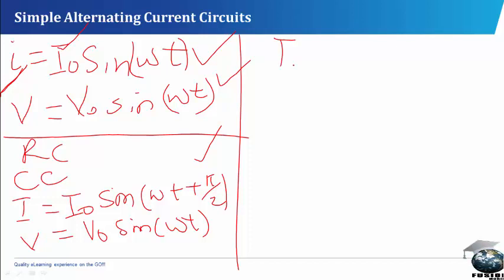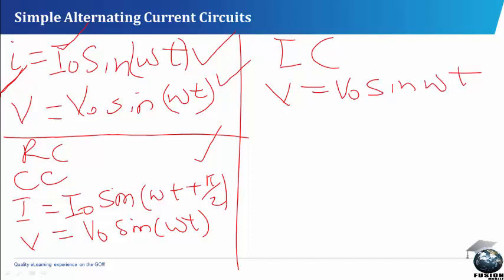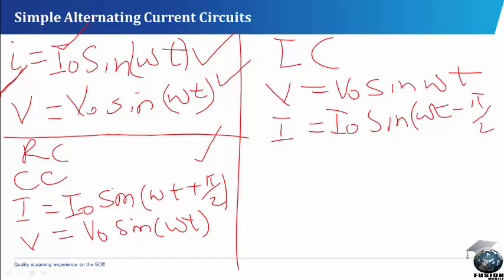Then we come to inductive circuit. In inductive circuit, voltage will remain the same, V naught sine omega t, while current, instantaneous current, will be I naught sine omega t minus pi over 2.